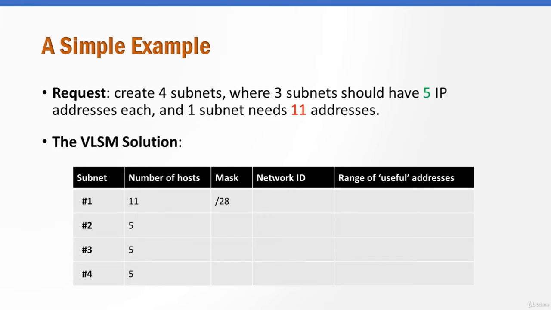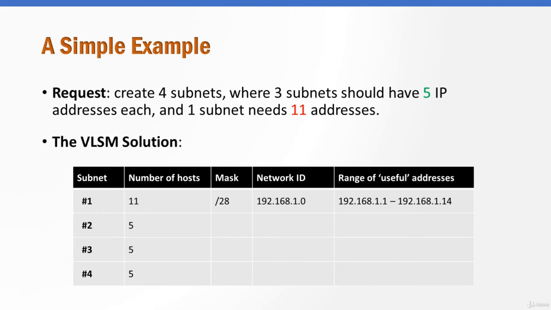Now for the first network, it's still going to be /28 because, as I said a minute ago, we need 11 addresses in the first subnet. So we're going to use /28 because that gives us 16 different IP addresses. The network ID also remains the same, so it's going to be 192.168.1.0, and the range is also going to go from 1 to 14. .15 is going to be the broadcast IP address.